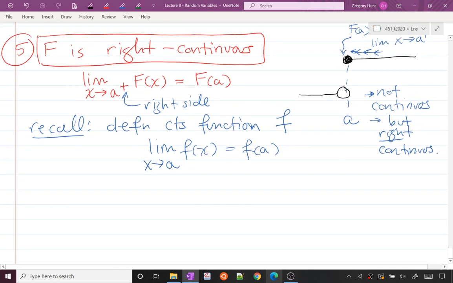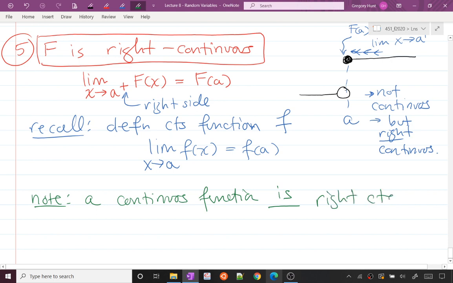So that's all it means. It's a weaker form of continuity. You don't necessarily have a continuous function, but it at least has some weaker continuity. Note that practically, a continuous function is right continuous. So continuity is a stronger condition. If you're continuous, you're definitely right continuous. If you're right continuous, you're not necessarily continuous. Not necessarily vice versa.